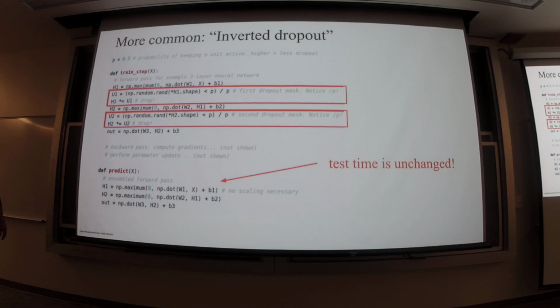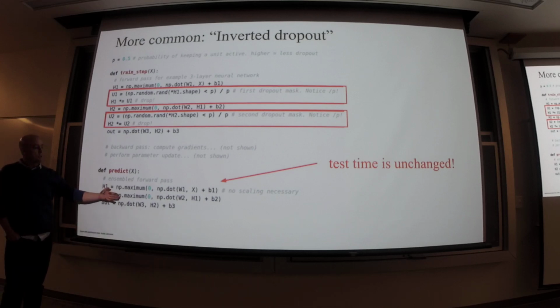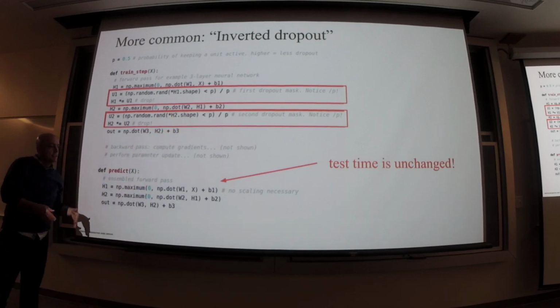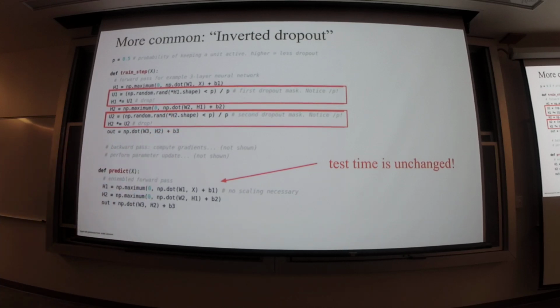So if for some reason you don't want to put a times p in the predict here, then all you have to do is rescale your activations during training to divide by p, and voila, everything's back to normal. So it's just keeping track of the scale. I have p outputs when I'm dropping out with size p, so if I divide by p, I reboost those back up to the appropriate scale size.